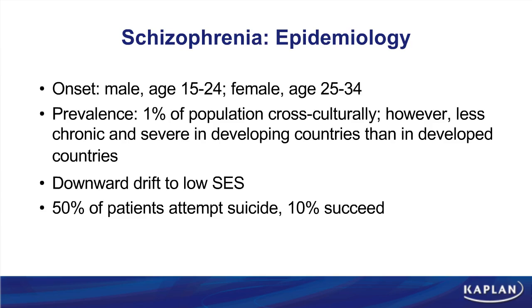Now that we learned how to make the diagnosis of schizophrenia, let's review the epidemiology of this disorder. This is a disorder that has equal incidence in men and women. However, men tend to get the disease much younger than women. Men typically get the diagnosis between the ages of 15 to 24, whereas women get it between the ages of 25 to 34. So what does this mean?